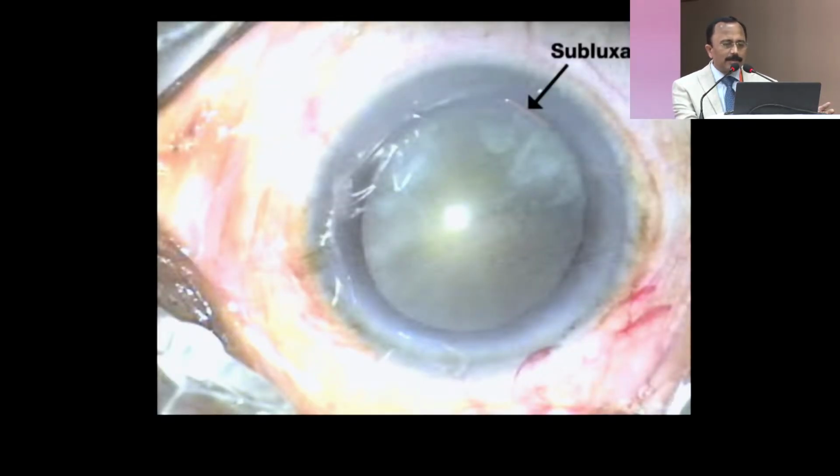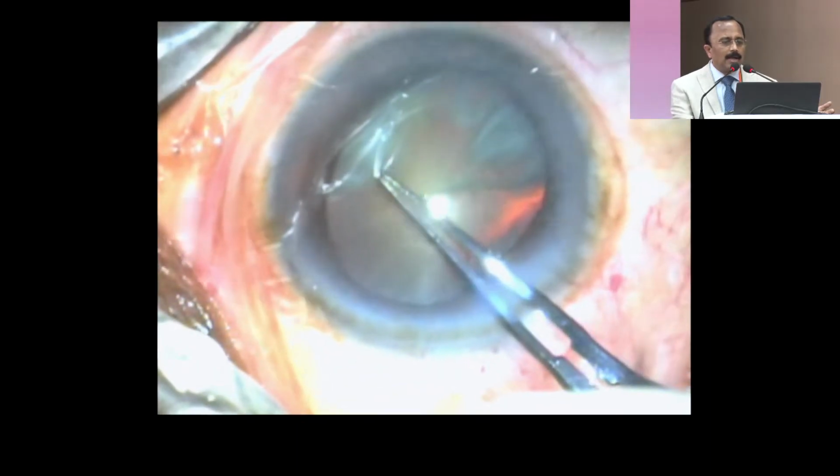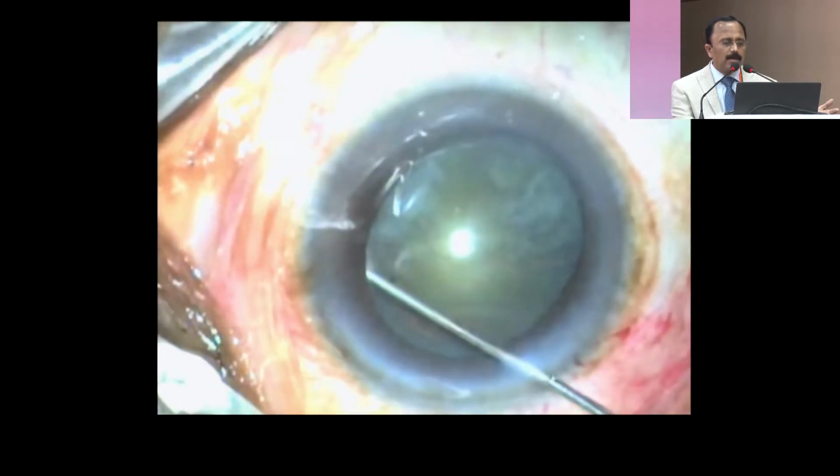In certain situations where we know there is a small subluxation and there is no vitreous in the AC, we go ahead.